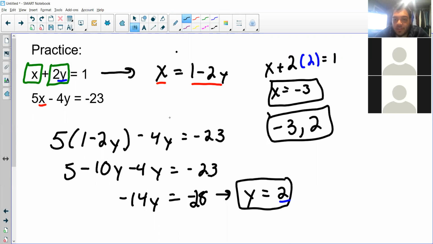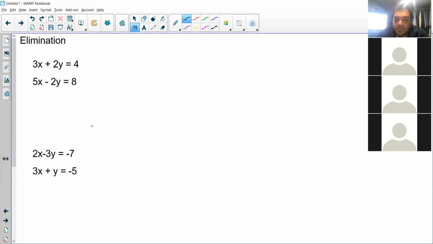So that's substitution. Does anyone remember offhand what the other common method we use is? Starts with an E. I forget what it's called, but it's the one where you make it so that one of the two is equal and then you add them together. Good. Yeah, you're trying to eliminate one of the variables, so we call it elimination. So elimination's the common term, at least.